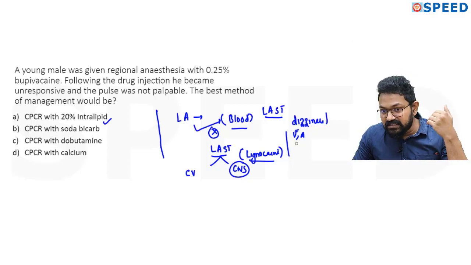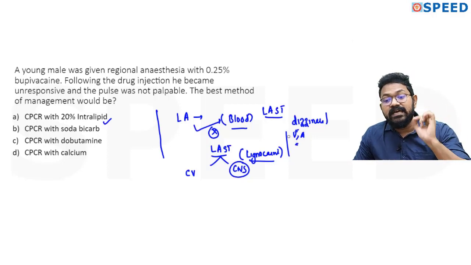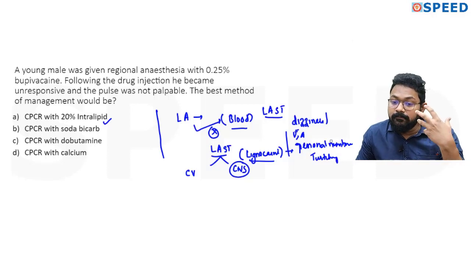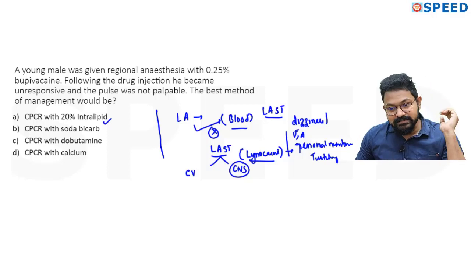So if these manifestations are there, then you have to be extremely vigilant. What is the first objective sign of CNS toxicity? The first objective sign of CNS toxicity that you can see in the patient is perioral numbness. You have a manifestation which is called perioral numbness or perioral twitching, right? This is the first objective sign of local anesthesia systemic toxicity involving the CNS.